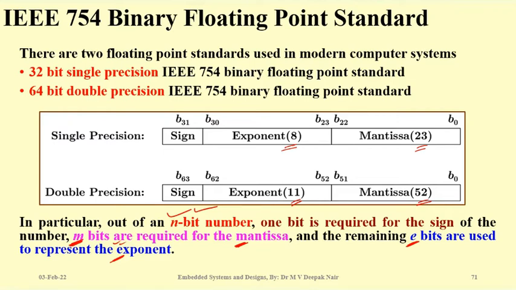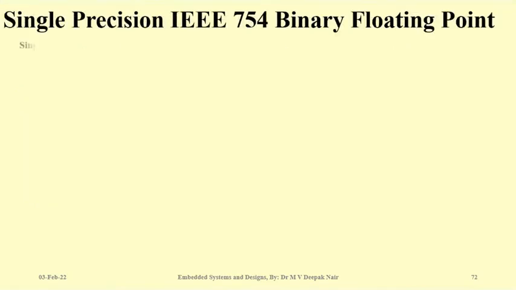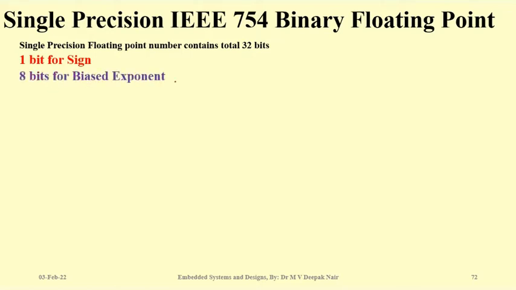Now what is the mathematics behind it? How is the floating number converted to its equivalent floating point number system? First, let us talk about the 32-bit system, which is single precision floating point number. First, I told you 1 bit for the sign, 8 bits for the exponent, and 23 bits for the mantissa. So in total, if you calculate this, 32 bits.